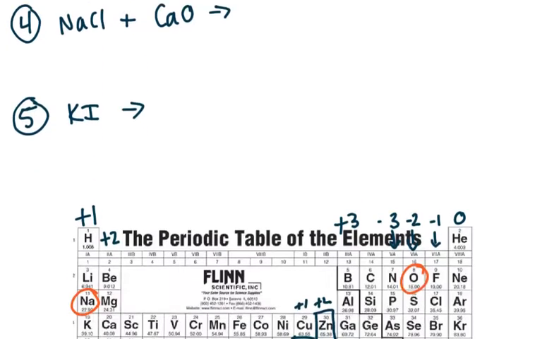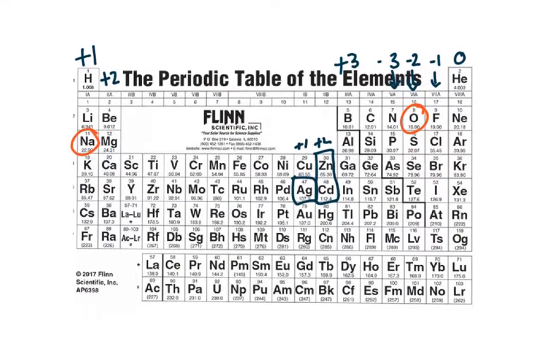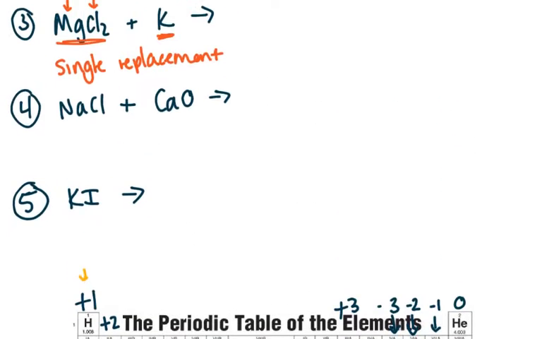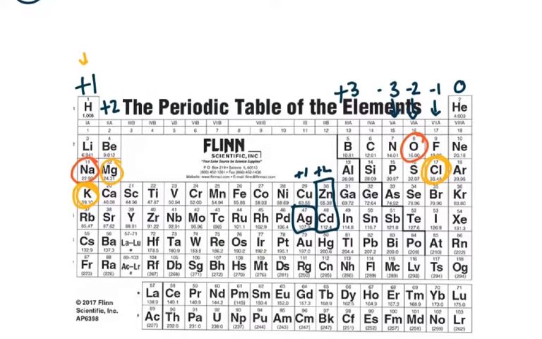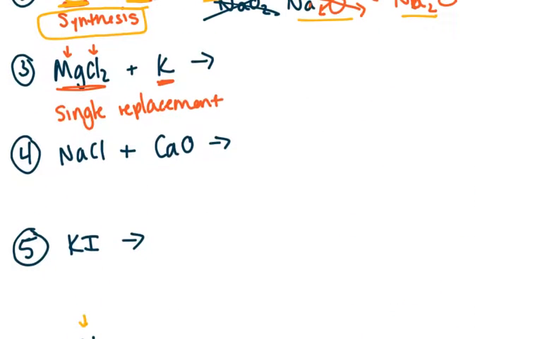So I'm going to go down here and I'm going to say, okay, here is potassium. And it has a positive charge, right? It's a metal with a positive charge. So is it going to replace magnesium, which is right here, which is also a metal, or is it going to replace the chlorine, which is over there? So metal will replace metal. Because magnesium is also positive, potassium is going to replace the positive one.